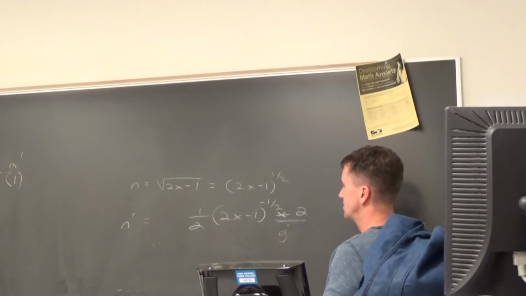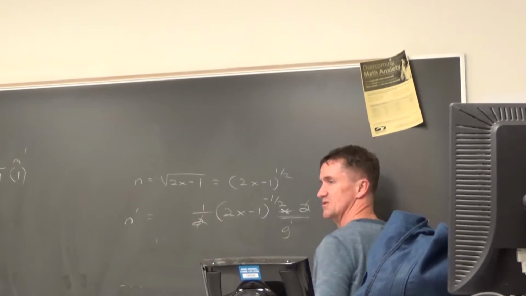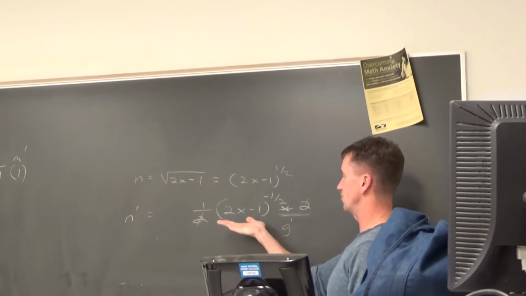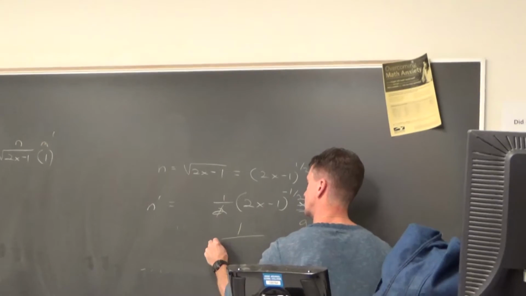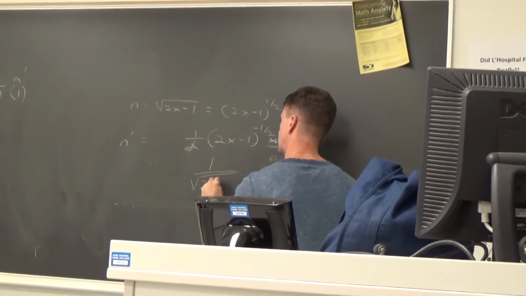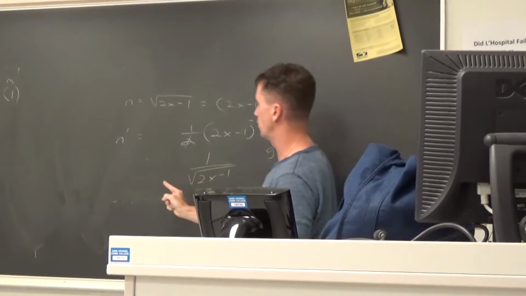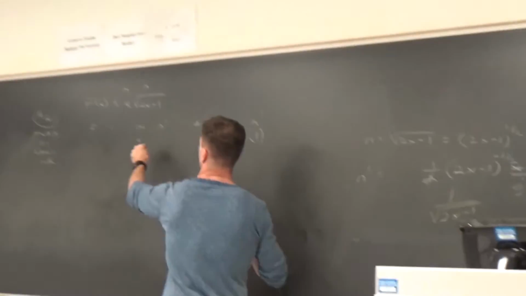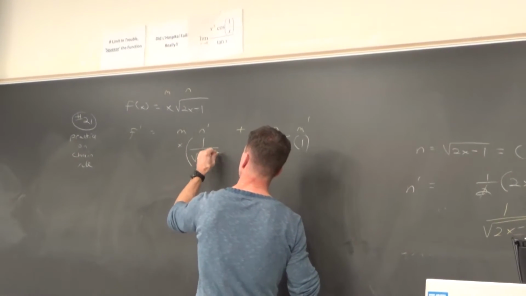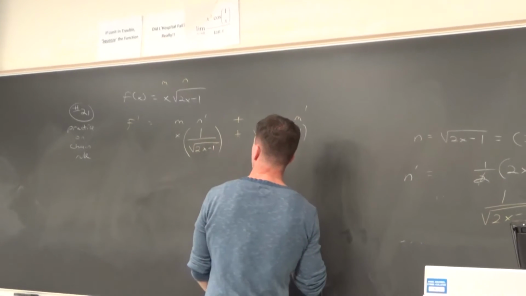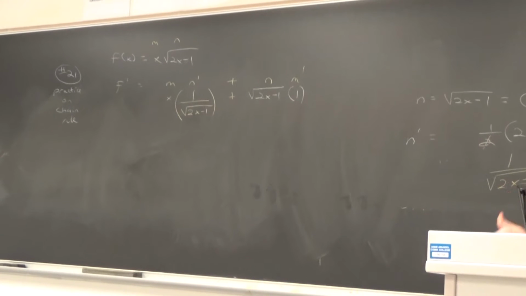Now, you can cancel the 2 before I shove it up in there. Everyone, isn't that 1 over a radical 2x minus 1? So I'm going to write it nice and clean. Here it is. That 2 cancels with that 2. There you go. So now I'm going to put it back in here. Square root of 2x minus 1. Yeah, I'm done. But everyone, it's good to write an answer as a single fraction.